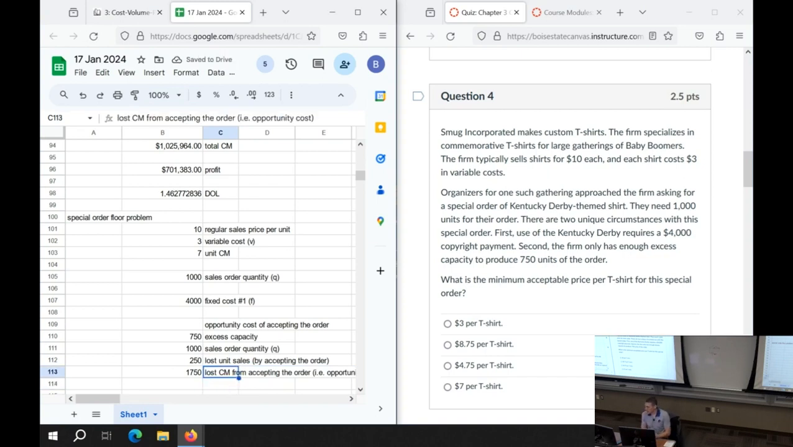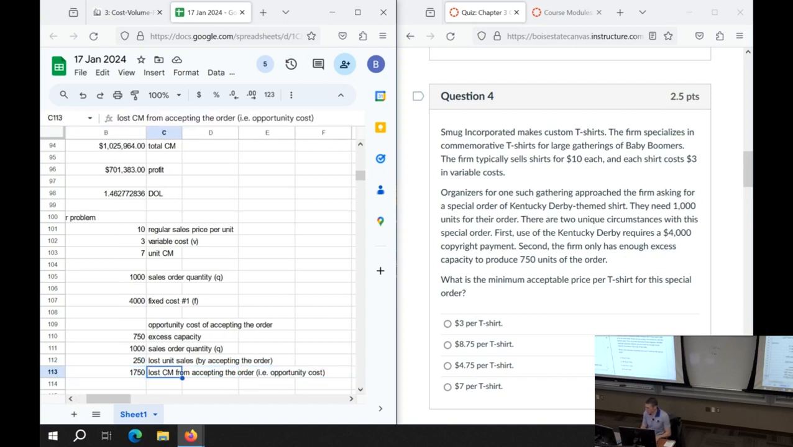I glossed over the definition of opportunity cost when I talked about chapter 2. Important topic, important term. It's the cost of choosing one option because you miss out on other options you could have chosen. And that's what we're doing right here.